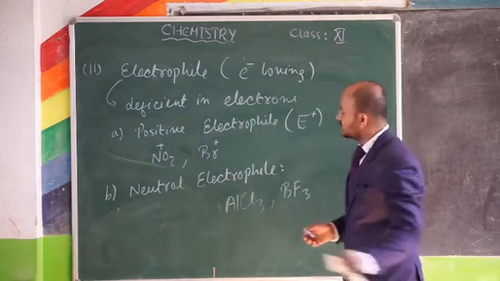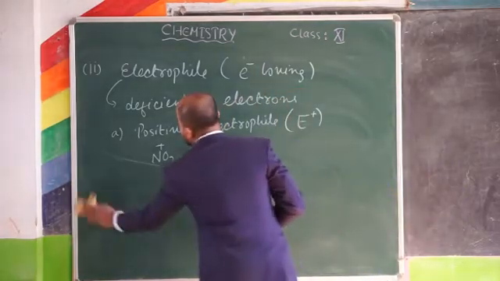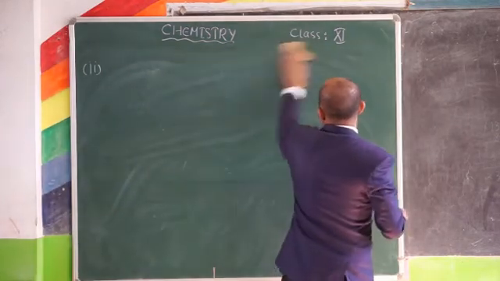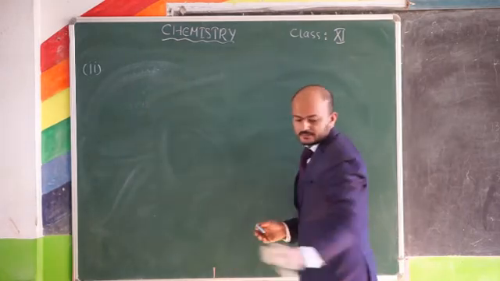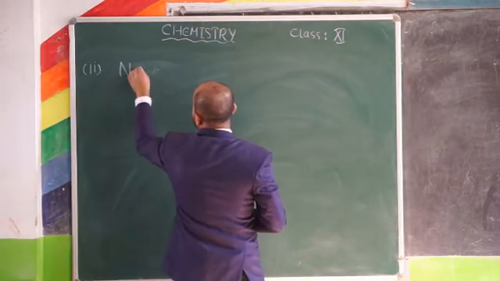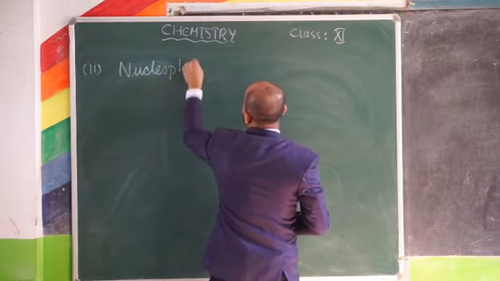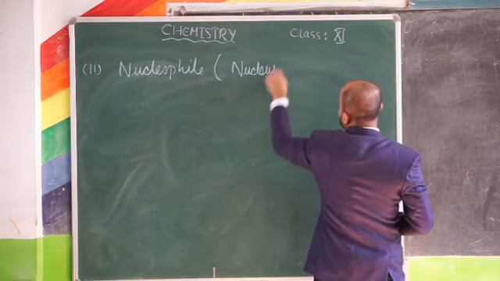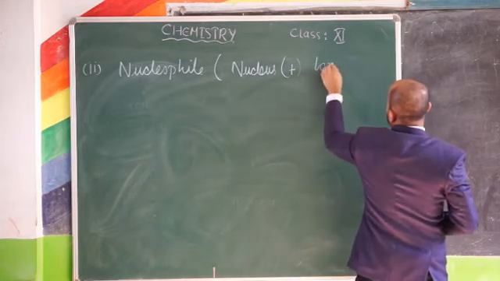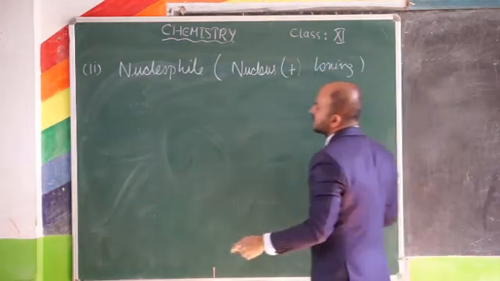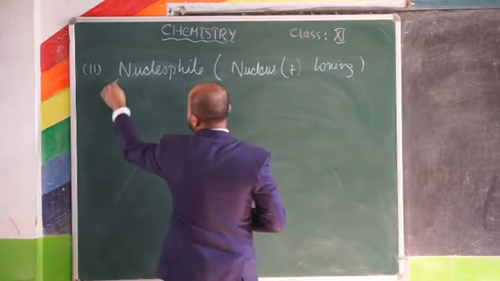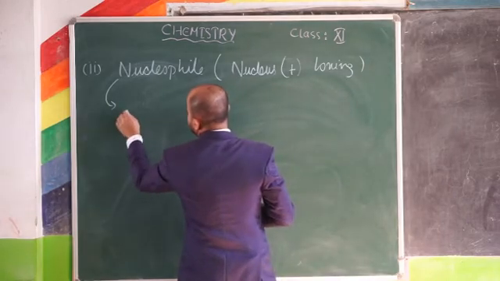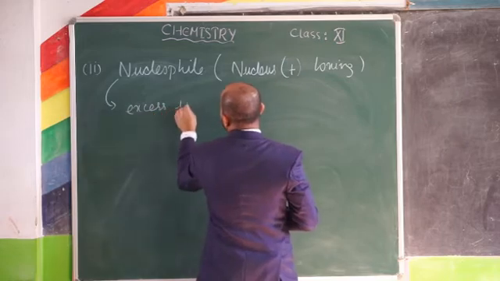Now let's discuss the third type, that is nucleophile. Nucleophile is just the opposite of electrophile. Nucleophile means nucleus loving. The nucleus has a positive charge, so these are positive-loving reagents. Now the types: I told you they are excess in electrons. Nucleophiles are those reagents which are excess in electrons.